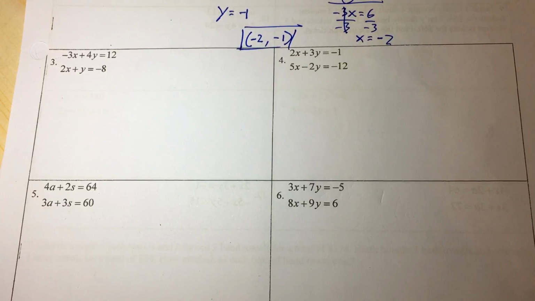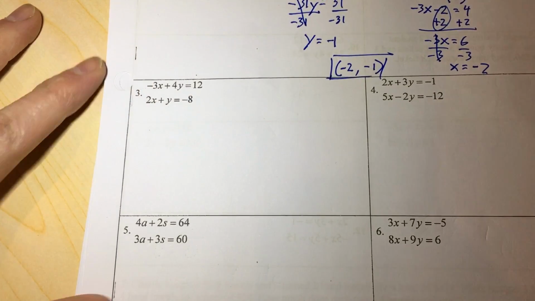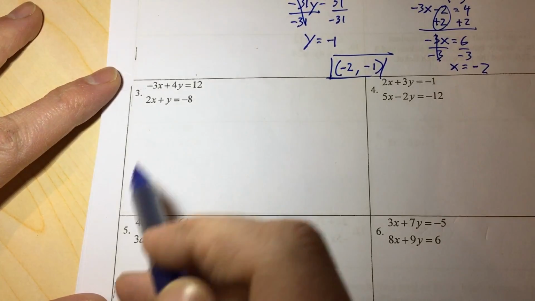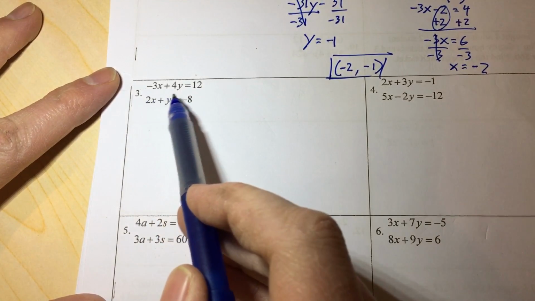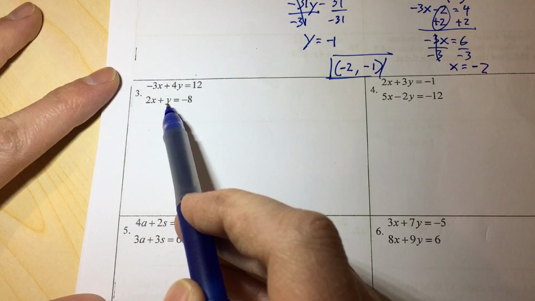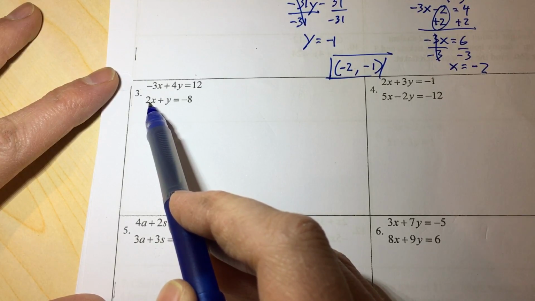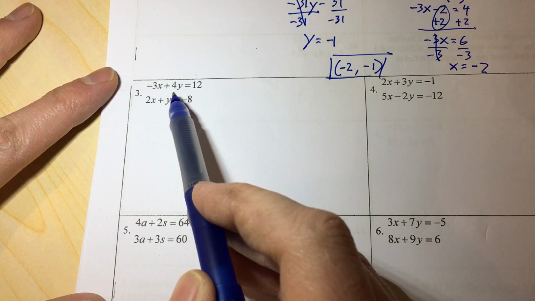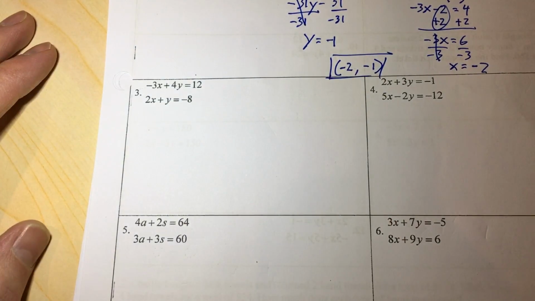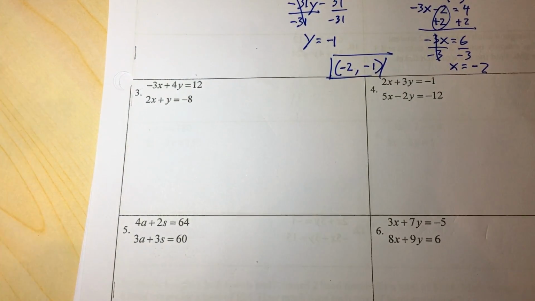Okay, so we're looking for a zero here, all right? So we're going to focus in on number 3. And we have our negative 3x plus 4y equals 12, and then 2x plus y equals negative 8. So negative 3 and 2 don't add together to be 0. And 4 and y do not add together to be 0. So you've got to see which one do you see as a 0?